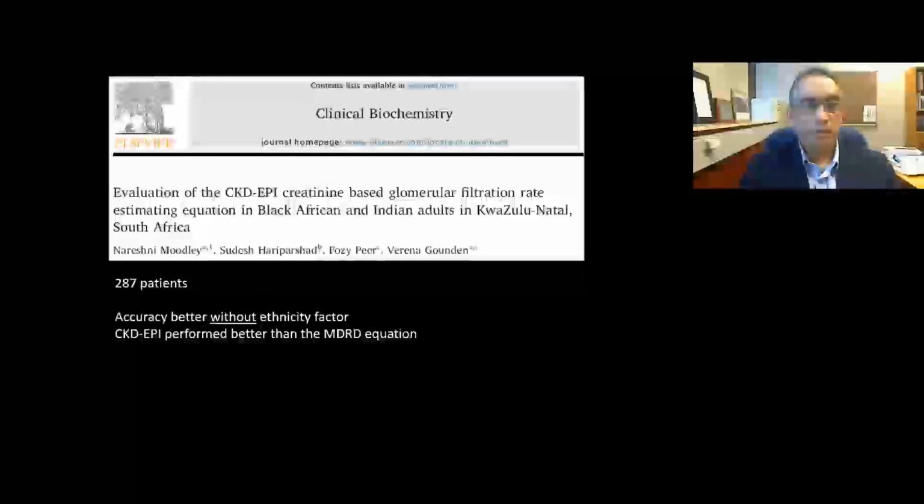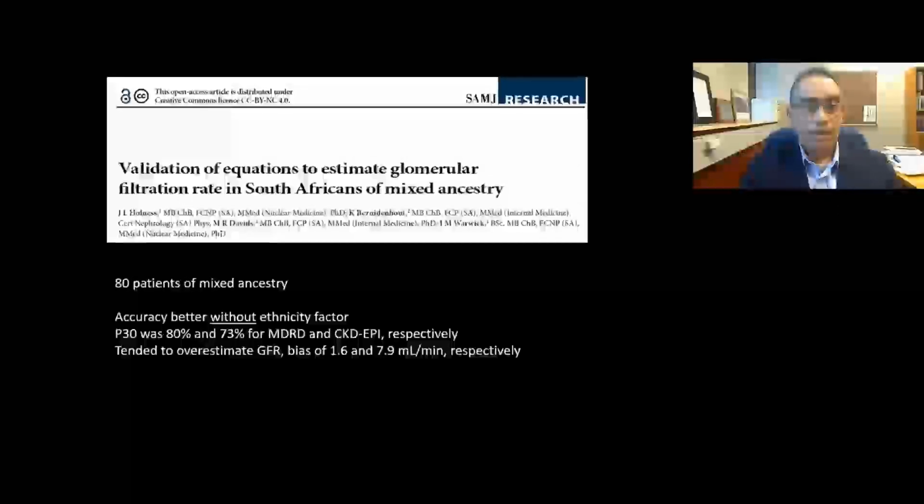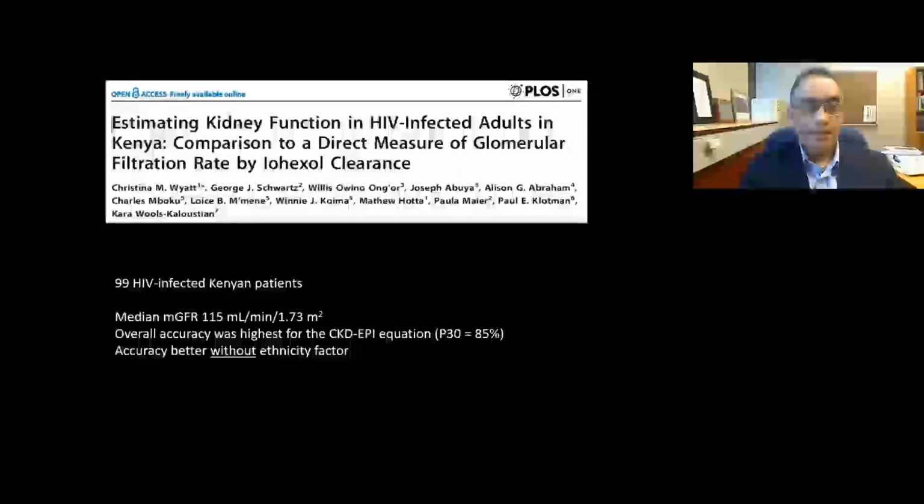Also in KwaZulu-Natal, Moodley and colleagues in a slightly larger study found that the accuracy of the equations was better without using the ethnicity factor, and that the CKD-EPI equation was better than the MDRD. We did this study in Cape Town in patients of mixed ancestry, finding once again that we should not be using the ethnicity factor. We found P30s of 80% and 73% for CKD-EPI and for MDRD, with a slight tendency to overestimate GFR.